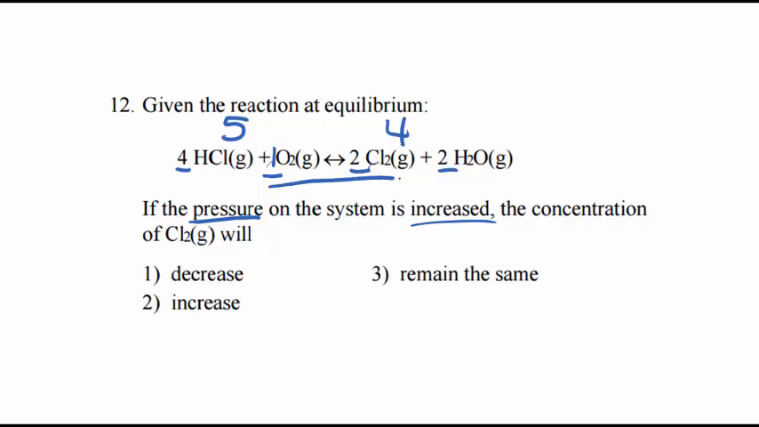So if I'm going to get rid of the pressure, I'm going to shift to the side with 4 particles, which means that these substances increase in concentration and these substances decrease in concentration. So what's happening to chlorine? I'm shifting towards the side with fewer particles, and that is the side that is increasing. Therefore, chlorine will increase in concentration. Increase.